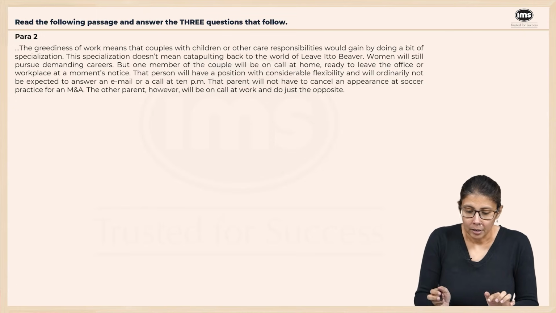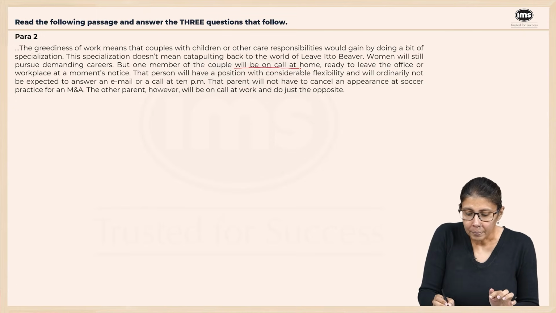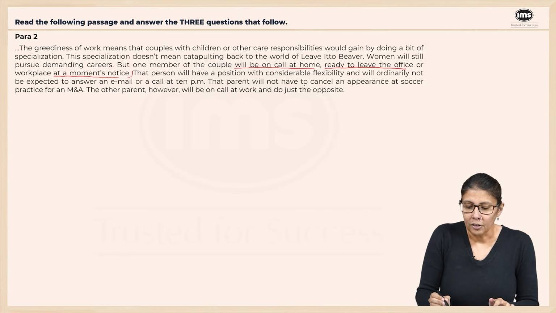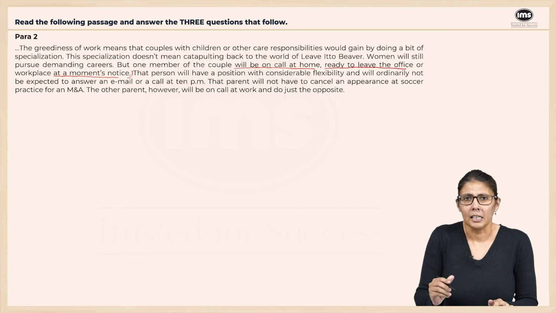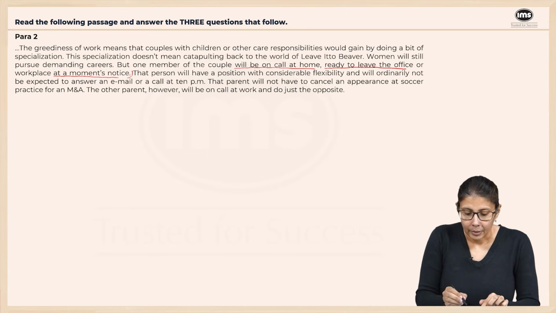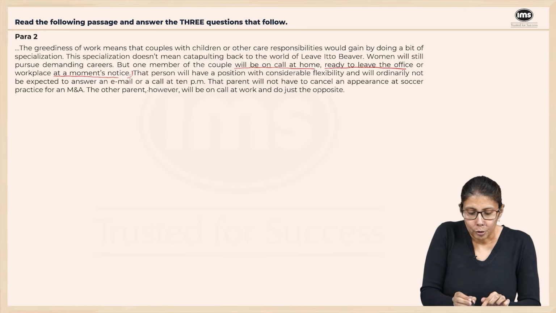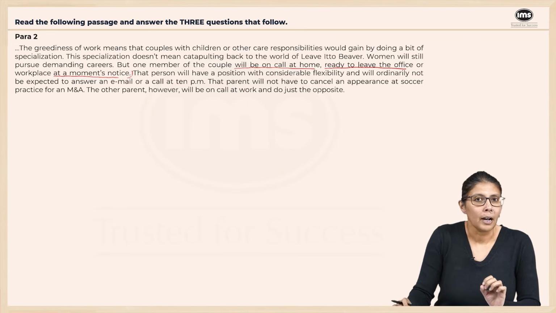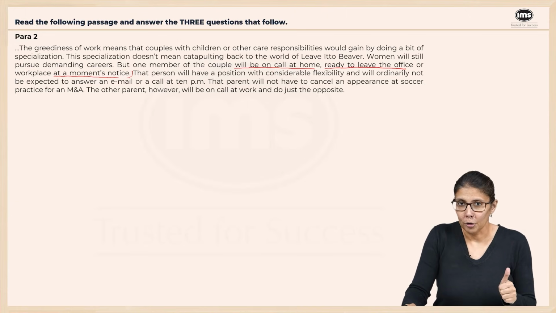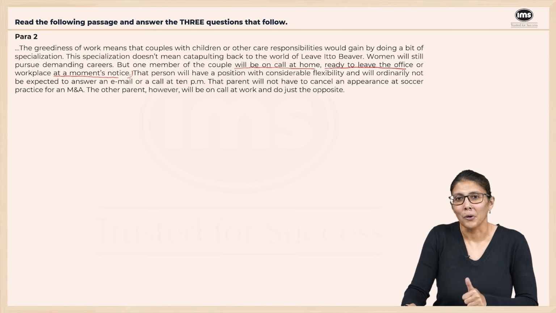So one member will be on call at home, ready to leave the office at a moment's notice. This person will have a position with flexibility, will ordinarily not be expected to answer an email or a call at 10 p.m. So one person has a flexible work situation. The second person will be on call at work and do just the opposite. So this is the kind of specialization that we are talking about. One person is always on call at home, one person is always on call at work.